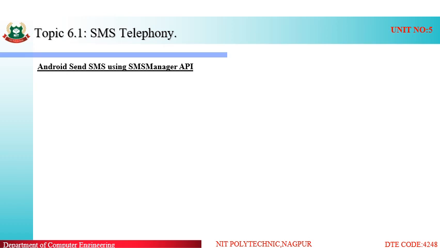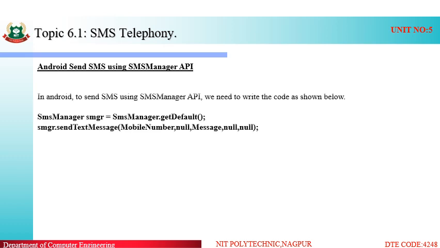So coming to Android send SMS using SMS manager API, that means how to send the SMS using the ready-made functionality, the SMS manager API. In Android, to send the SMS using SMS manager API, we need to write two lines of code. We need to access the class SMS manager and create an object of it, that is smgr equals SmsManager dot getDefault. Now what this getDefault will get is the default template of the SMS which is to be sent.